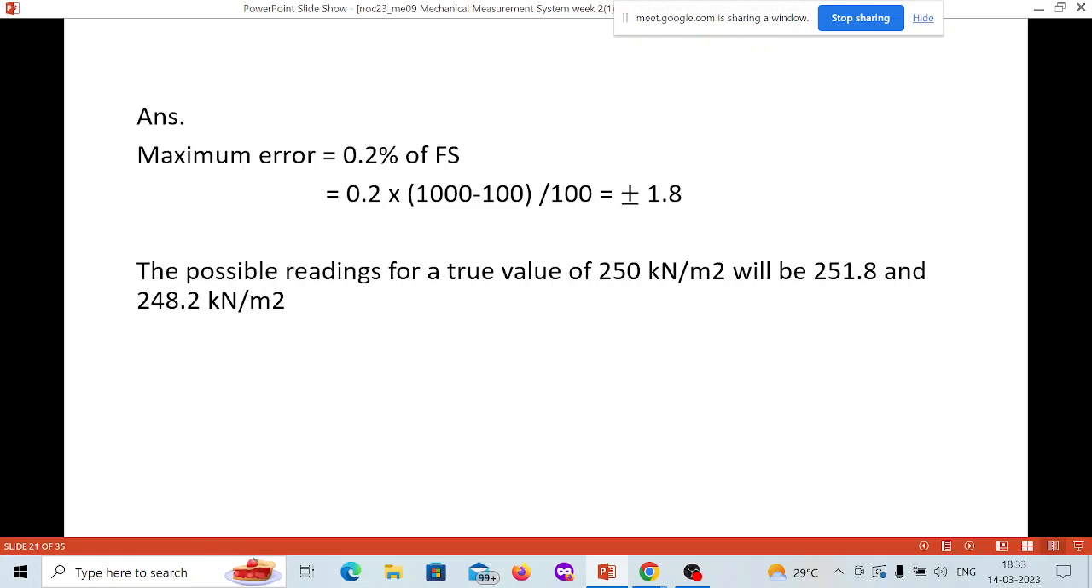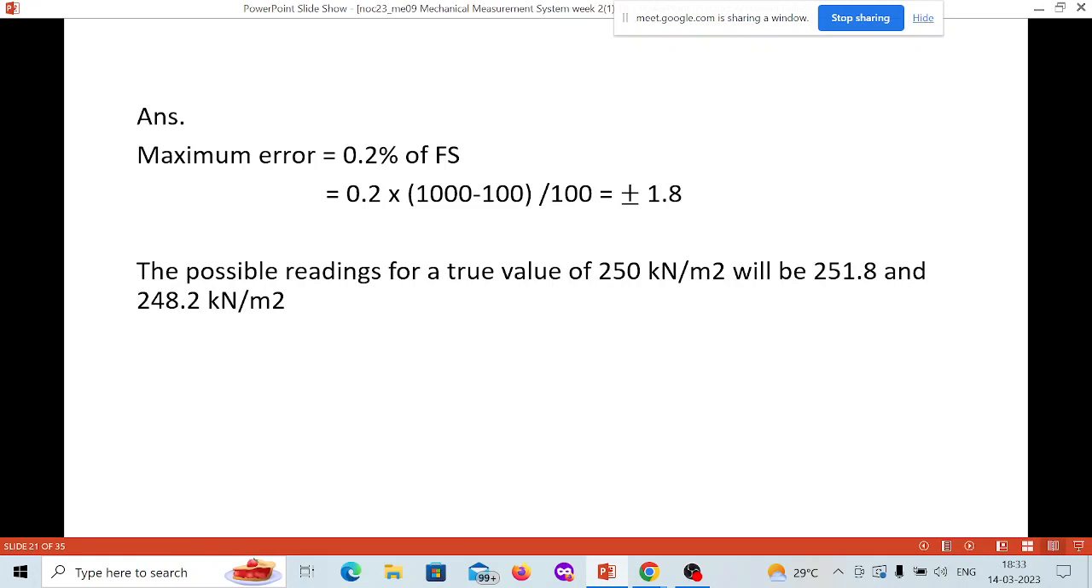So 0.2% of the full scale: you have a range from 100 to 1000, so the scale is 1000 minus 100, which is 900. So 0.2% of that is 0.2 into (1000 minus 100) divided by 100, which gives you 1.8. So plus or minus 1.8 is the maximum error which you can have. Please note that's kilonewton per meter square. So the error is plus or minus 1.8 kilonewton per meter square.